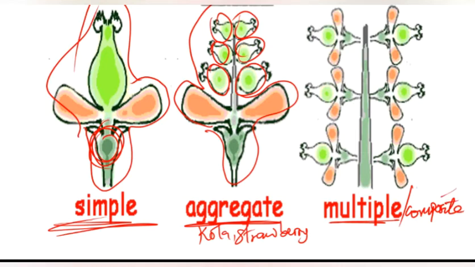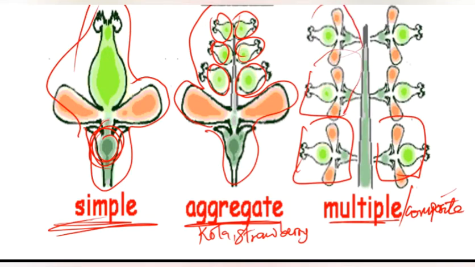No, these fruits, they have several flowers. Look, we have one flower here, another flower here, another one here, and another flower here. So we have a fruit that is developed from several flowers. It's several flowers, we call it inflorescence.